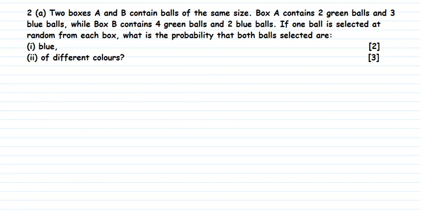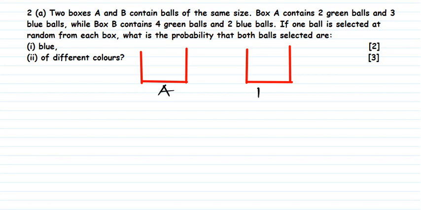Okay, so let's try to illustrate what we have. We have one box there, and another one right there. Let's call the first one box A and the other one box B. We are told box A contains two green and three blue. Now box B contains four green and two blue balls. That's the information, summarized right there.